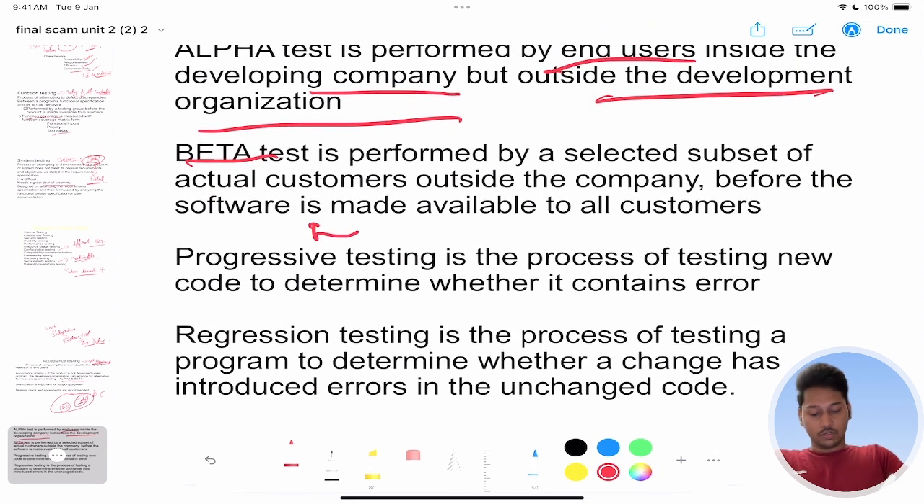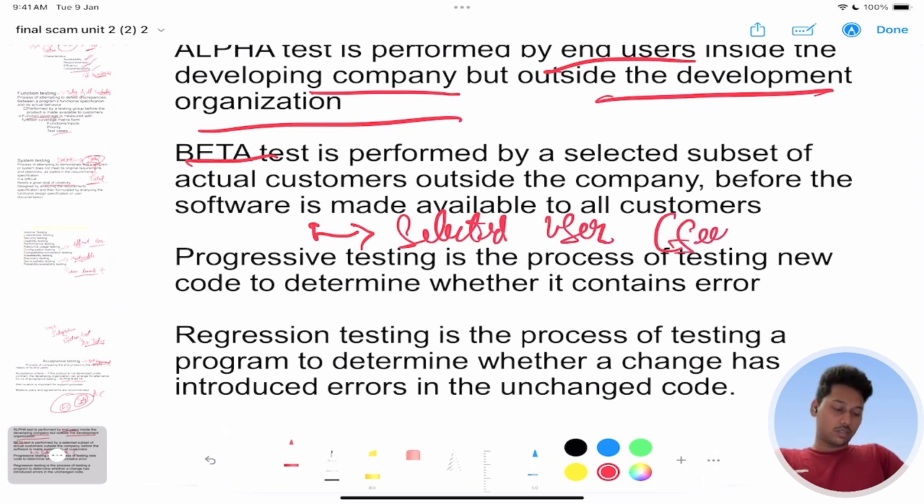And then beta testing. As we have seen, beta apps are rolled out for users. It is for selected users only. Selected users give feedback. It is the final stage of testing done by the user.